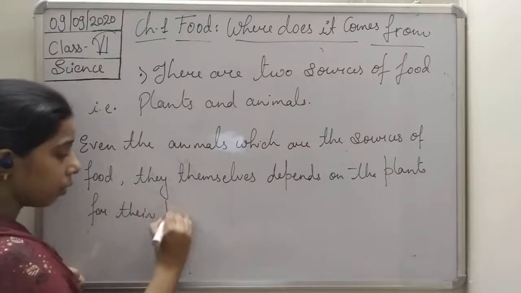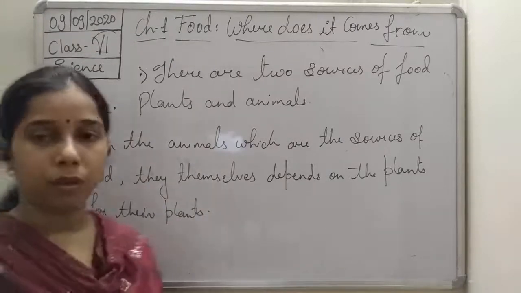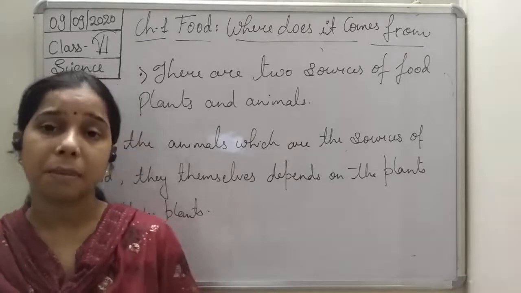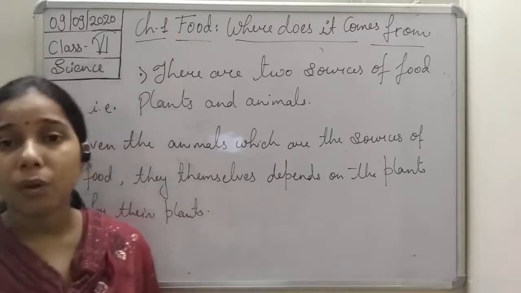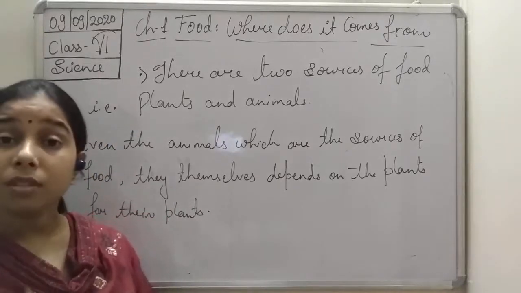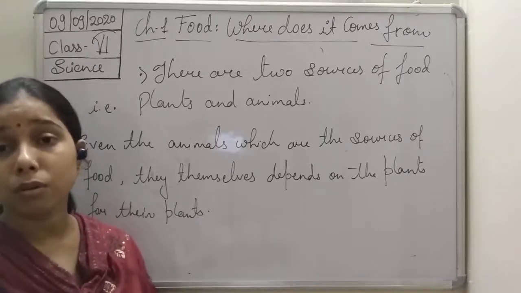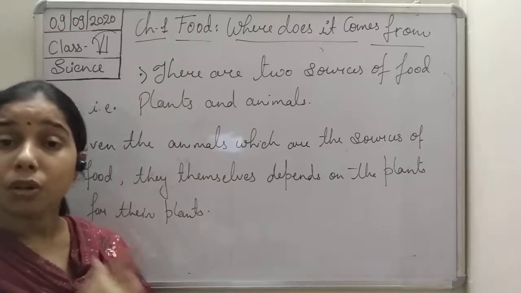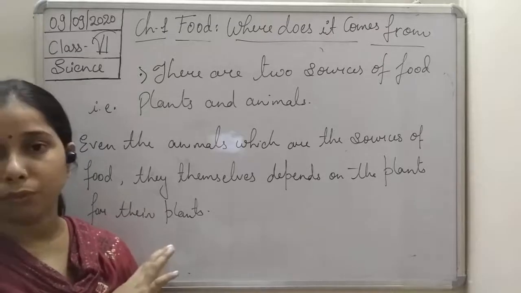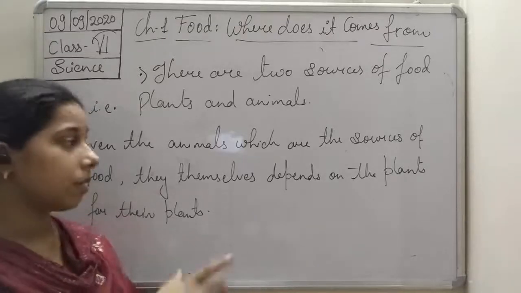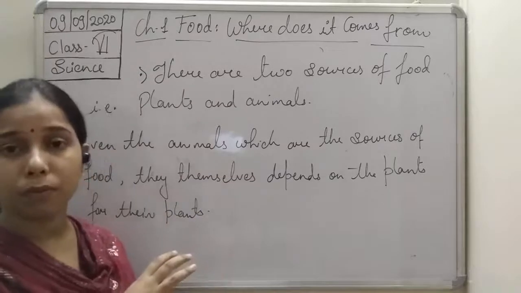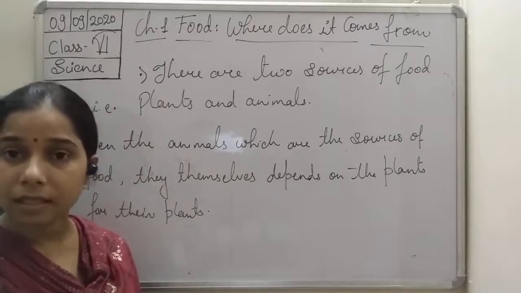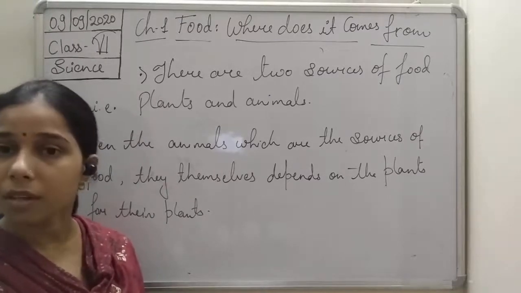How, students? If we talk about a cow, and somebody asks you what kind of food you get from the cow, you will say milk. Now here the cow is also a source of food, but the cow also survives by eating grass or other plants. So the cow is also dependent on the plant for its food. So even if we say that animals are a source of food, the animal itself is dependent on plants for its food. So we can say that the plant is the major source of food.